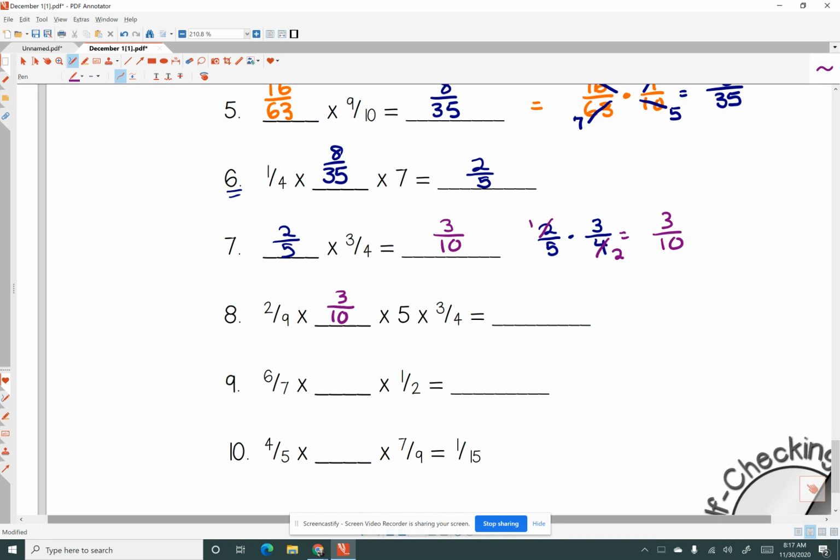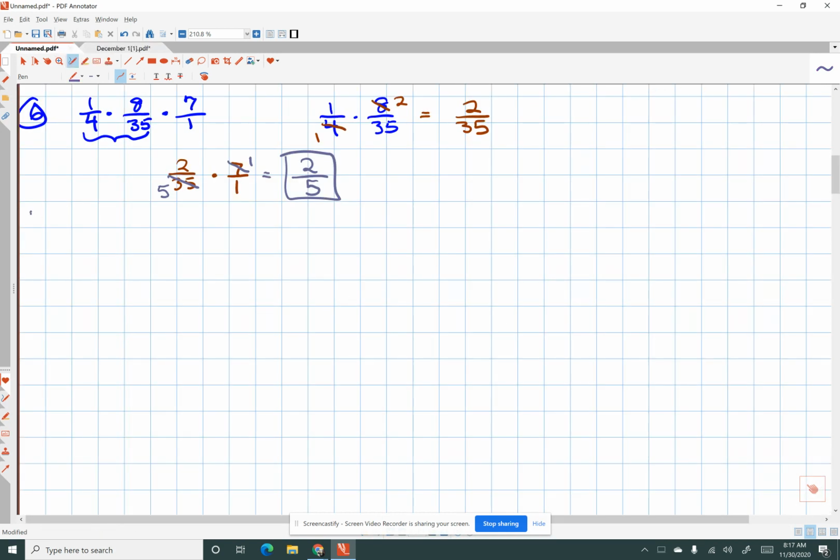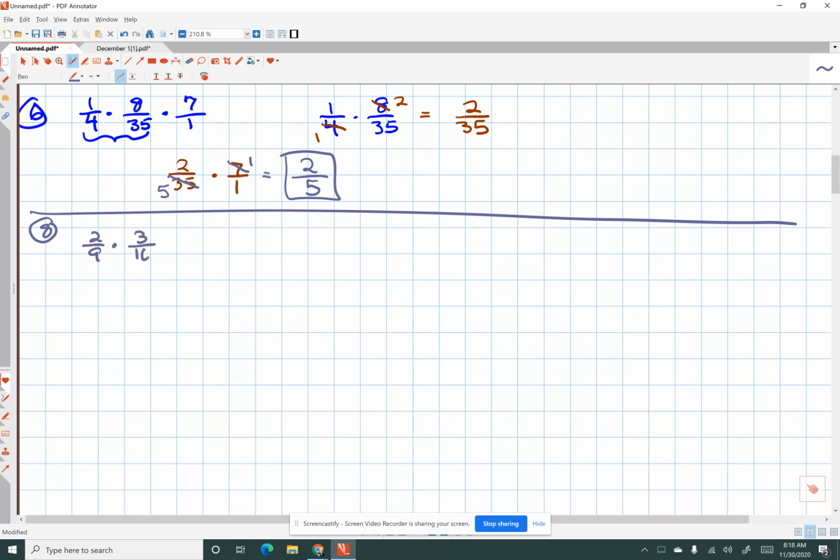So for number 8, we're definitely going to have to use our scratch paper because we're multiplying 4 numbers together. So that would be 2/9 times 3/10 times 5, which I will go ahead and put that over 1, times 3/4. So let's take a look at what is going to be an easy way to do this. I'm going to go ahead and use these first 2 numbers, 2/9 times 3/10, because I can certainly cross simplify.